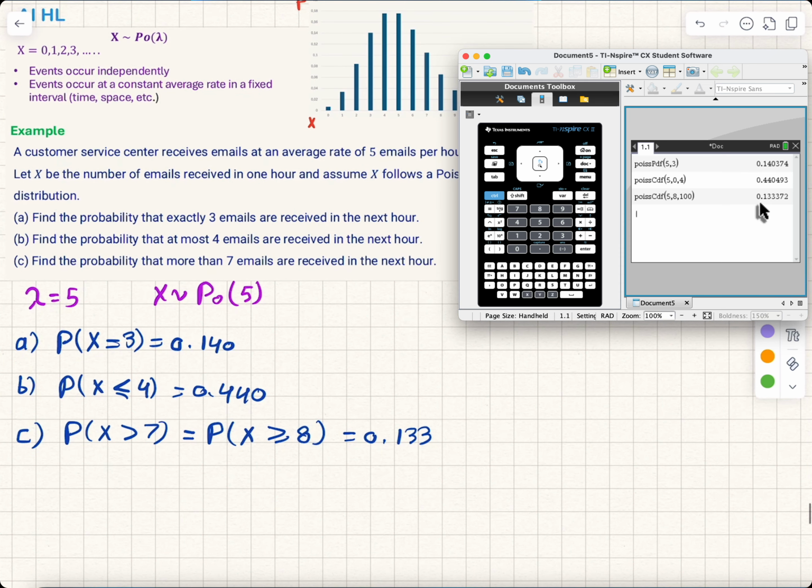Now, in case, for example, you have a question like receiving, let's say, between 3 emails and 8, of course, you put the lower bound 3 and the upper bound is 8. So this is all about Poisson distribution and how we can use it and calculate it in the calculator.